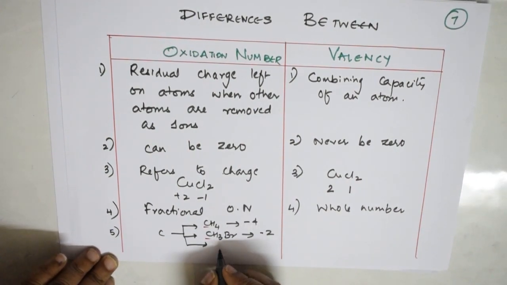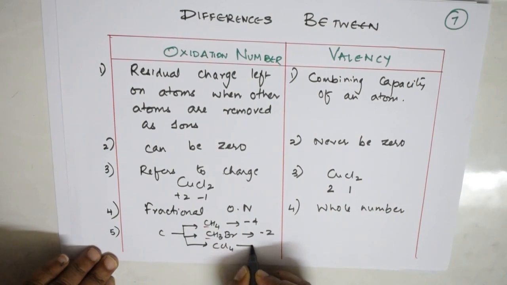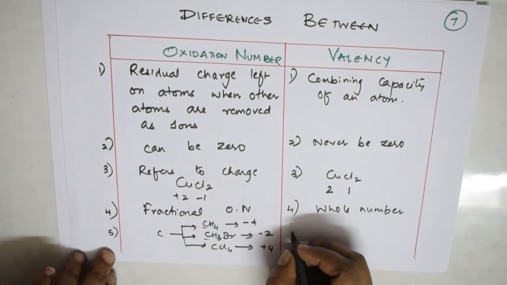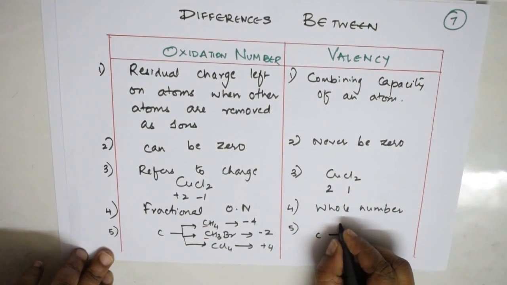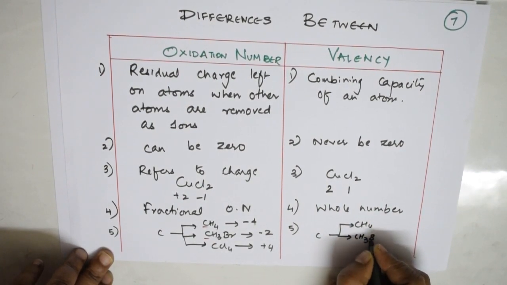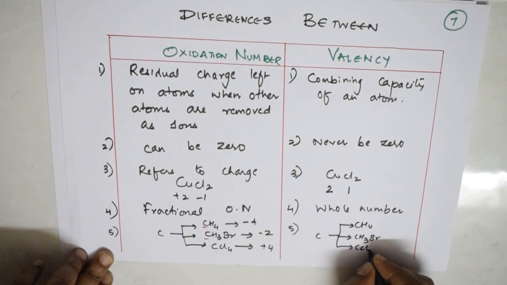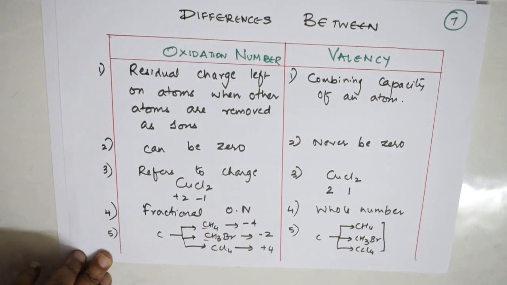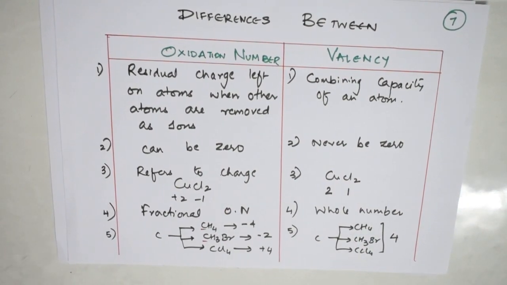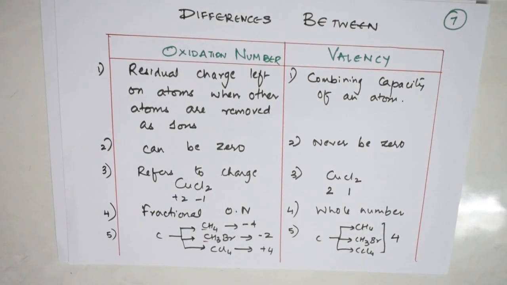And next in CCl4, the carbon oxidation number is +4. But when it comes to valency, remember, the carbon valency, whether it is in methane, methyl bromide, or carbon tetrachloride, is always 4 only. Remember, these are the differences between the oxidation number and the valency. Okay students, clear? Right. Now after this, what are we going to learn?